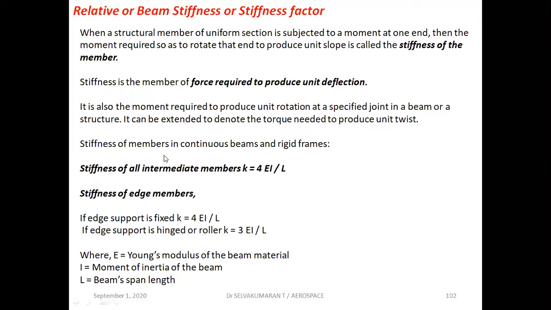Stiffness of members in continuous beams and rigid frames are given as follows. For example, the stiffness of indeterminate members, K, this letter K is denoted for the stiffness. Stiffness K is equal to 4EI by L when the far support is fixed. When the support is hinged or roller, the stiffness is given by 3EI by L, where E is the Young's modulus, I is the moment of inertia of the beam, and L is the beam's span length.